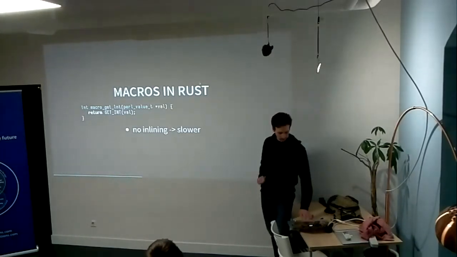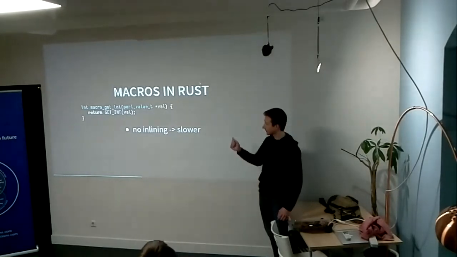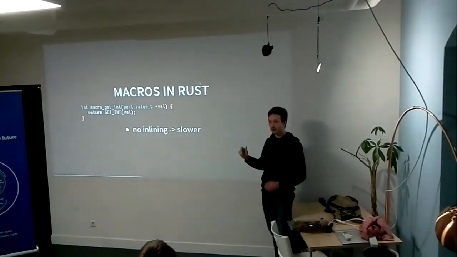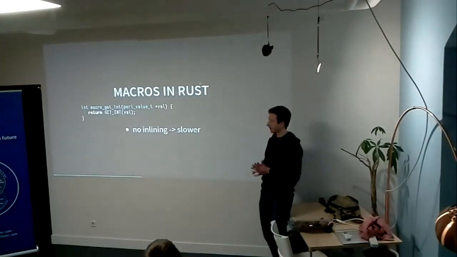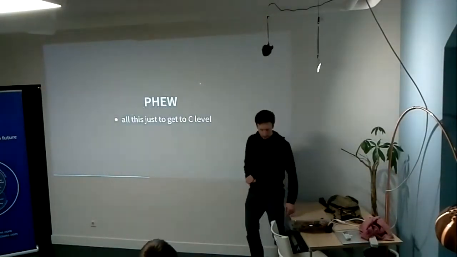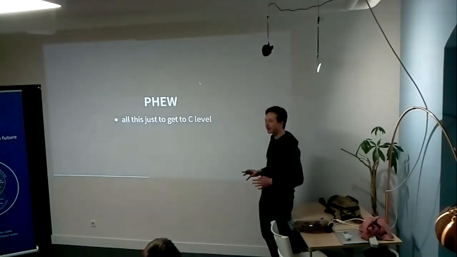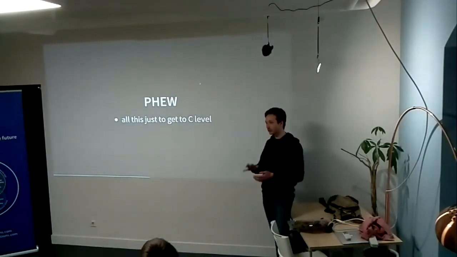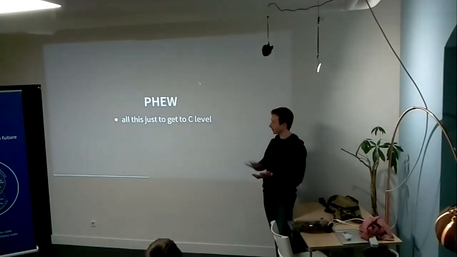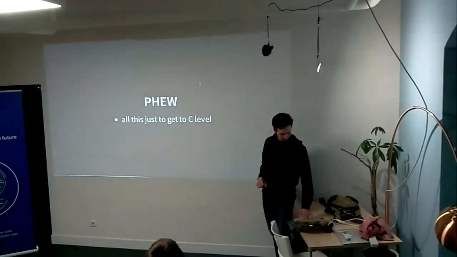But can't you annotate this with flags to make it inline? No, because it's in C. So Rust cannot inline C code. Actually, it can, but it's a really hacky, terrible thing. And all this work we need to do just to get to what C already can do. So to catch up to C level, we had to do terrible stuff.